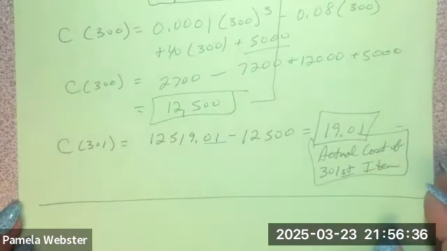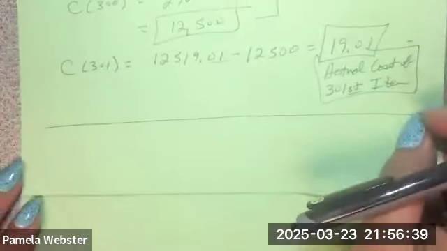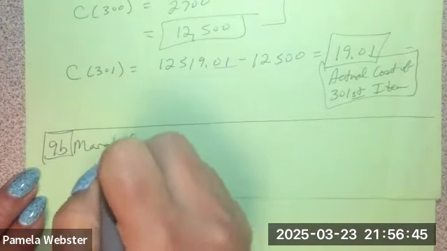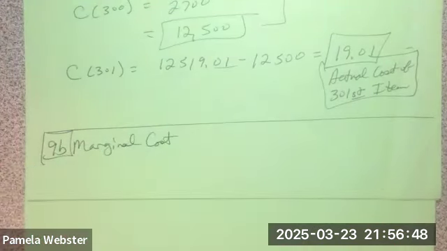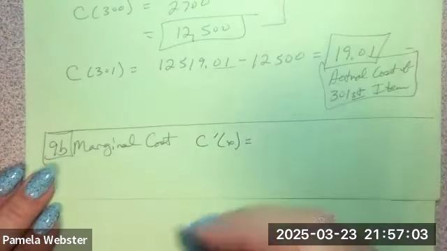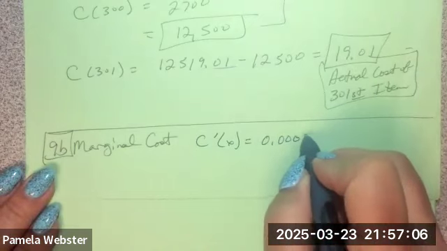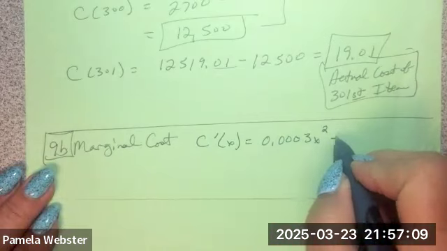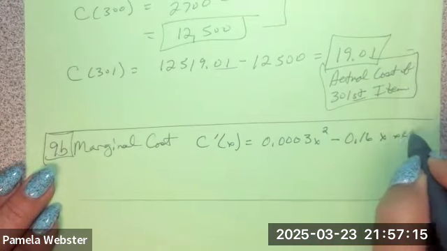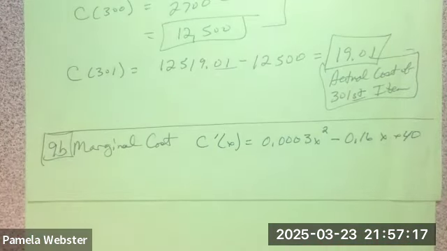Okay, that was 9A. 9B says find the marginal cost. Now, this is where my derivative comes into play, right? So, what we need to do, if you'll remember, is find the marginal cost means take the derivative. So C prime of x equals, go back up to the original, 0.0003 x squared minus 0.08 times 2 is 0.16 x plus 40. Okay, take the derivative. I did that.